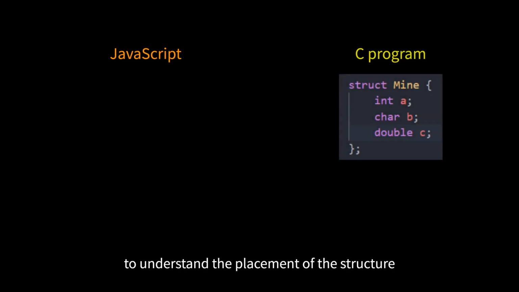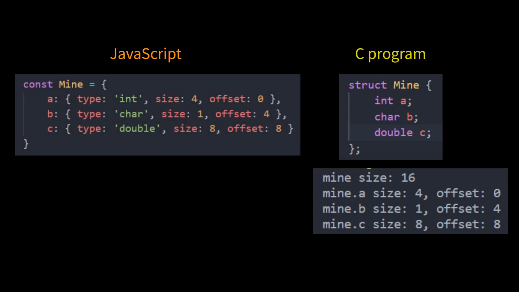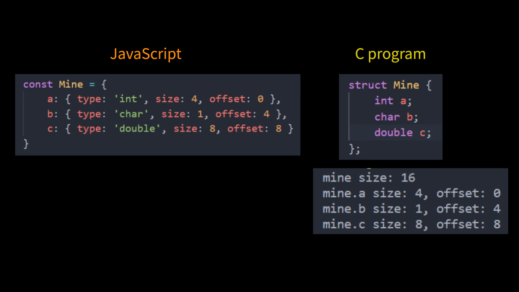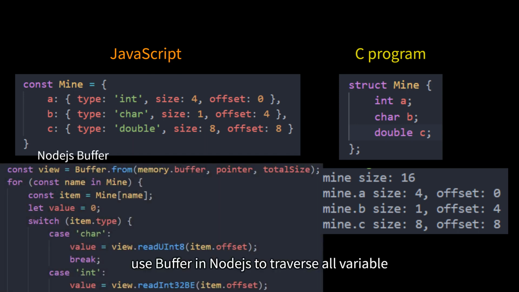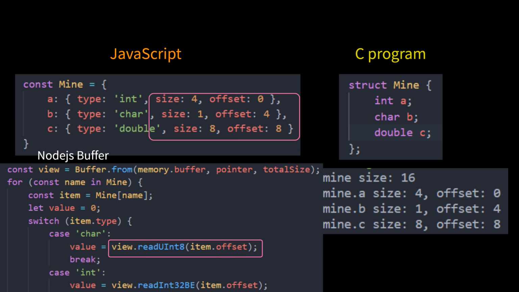Well, to understand the placement of the structure in memory, we can write this configuration information on the JS side. Of course, it is better if this configuration information can be automatically generated according to the previous rules. Forget it here. Next, for example, use buffer in Node.js to traverse all variable members, and then obtain the corresponding values from memory according to the type and the offset. The same is true in the front end of the web page.